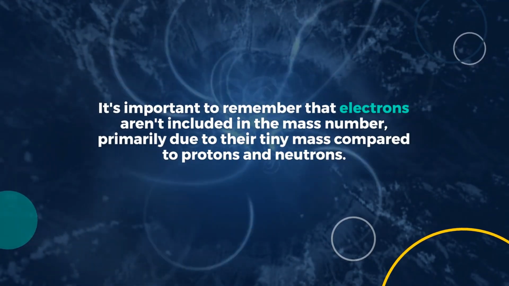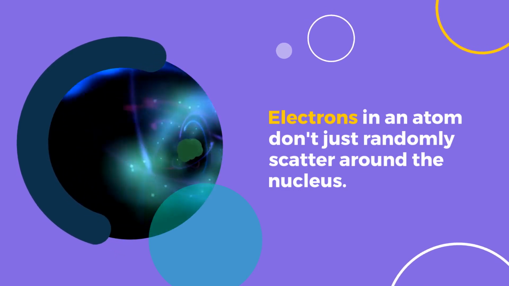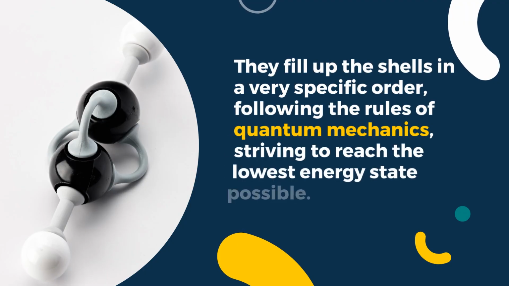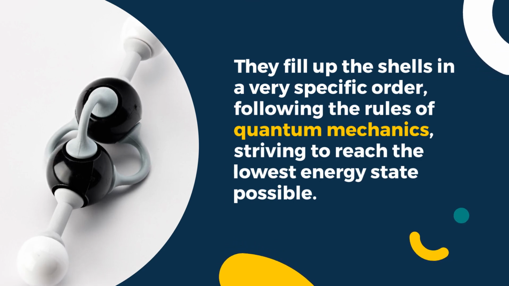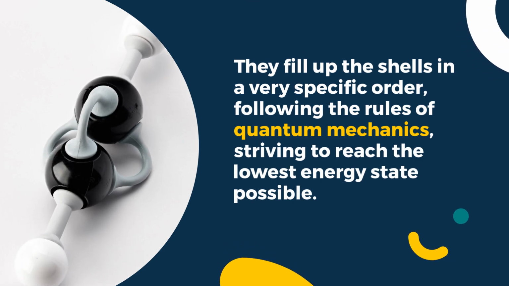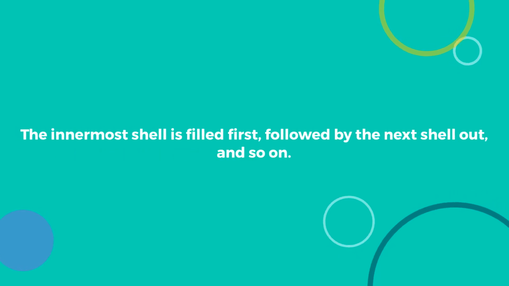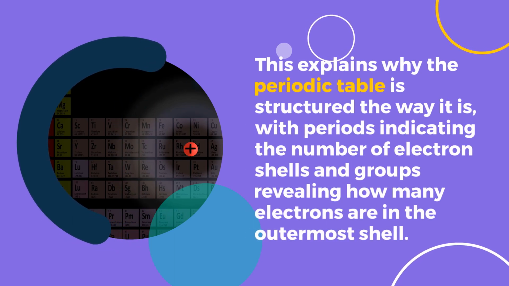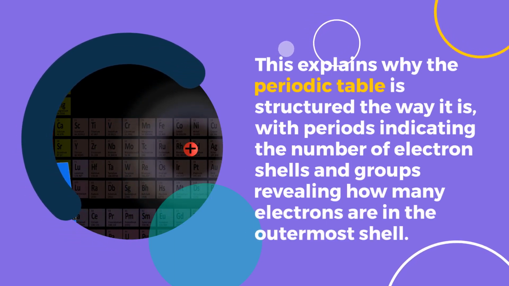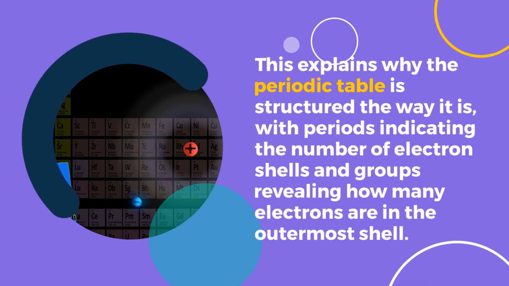to protons and neutrons. Electrons in an atom don't just randomly scatter around the nucleus. They fill up the shells in a very specific order, following the rules of quantum mechanics, striving to reach the lowest energy state possible. The innermost shell is filled first, followed by the next shell out, and so on. This explains why the periodic table is structured the way it is, with periods indicating the number of electron shells and groups revealing how many electrons are in the outermost shell.